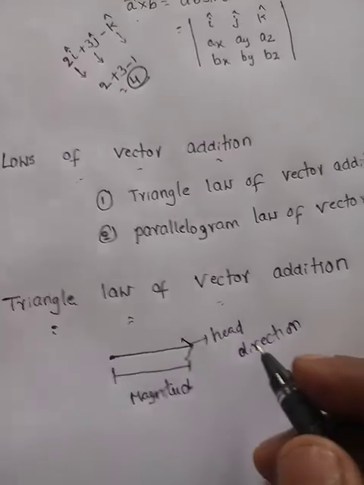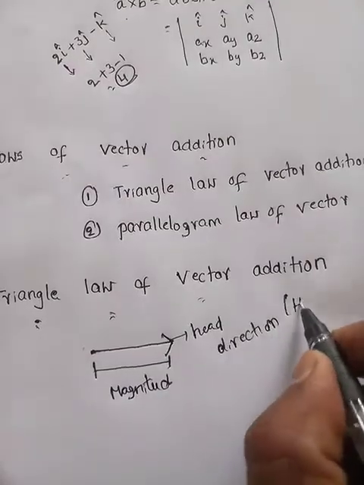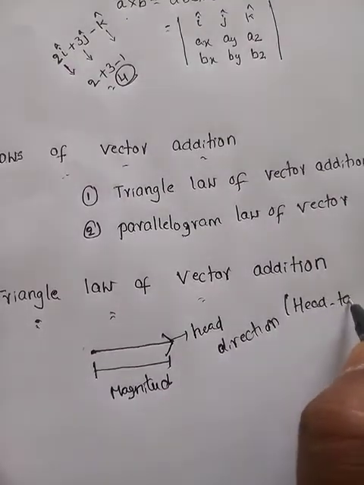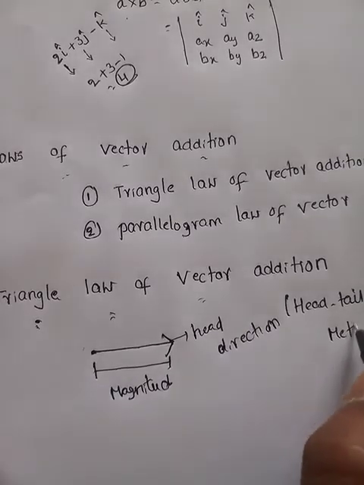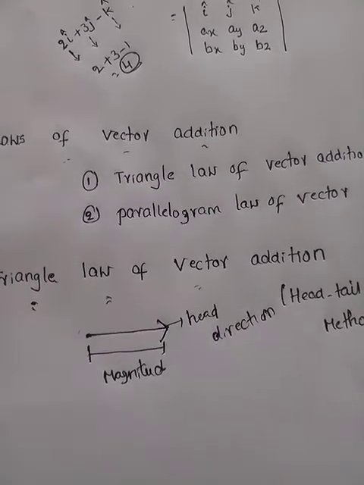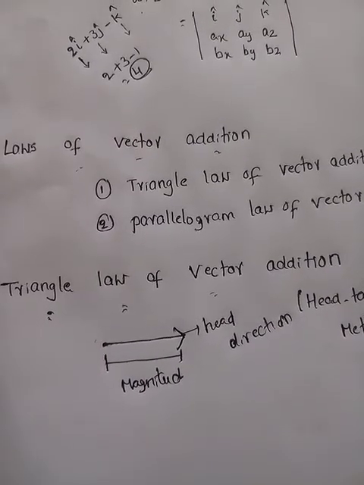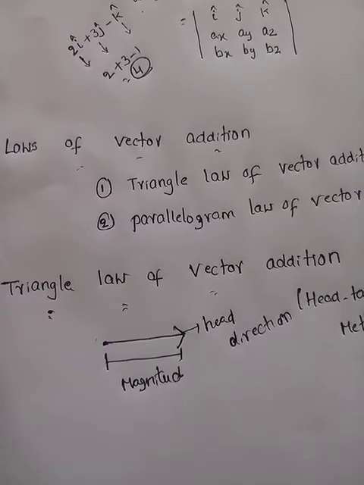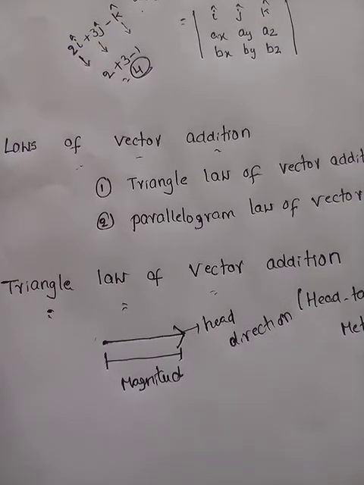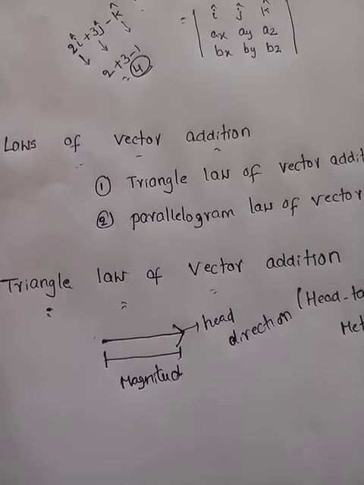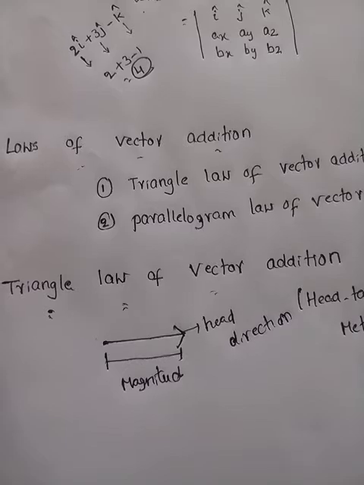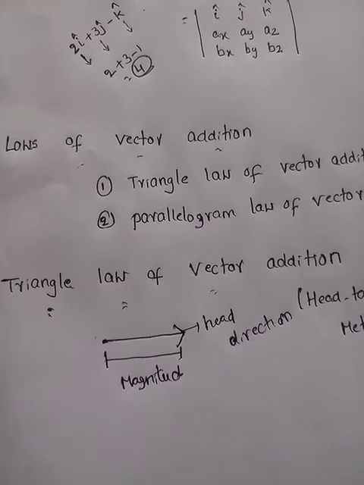Now, this method is also called the head to tail method. Why? Let us see why it is called the head to tail method. We said clearly that we can add or subtract 2 vectors by using the laws of vector addition. By using what? Vector laws of addition. These 2 laws are helpful only to add or subtract 2 vectors only. So, let us take 2 vectors. We can add by using this method.